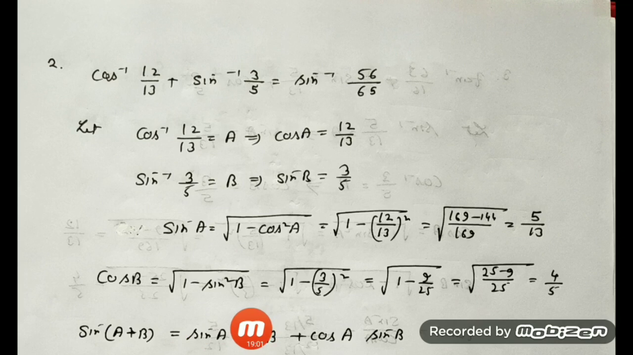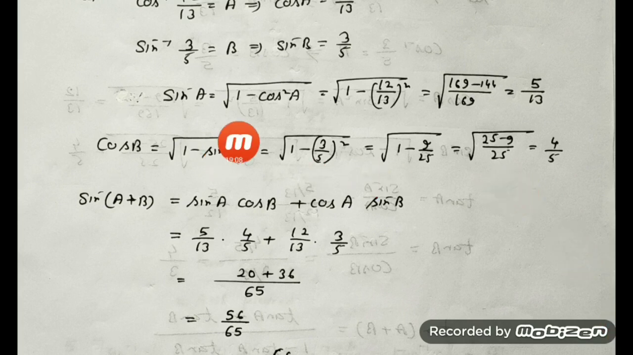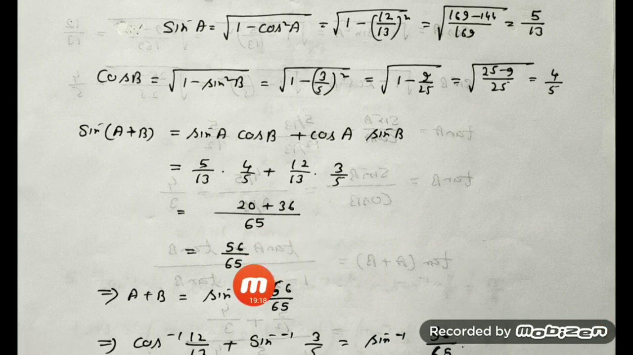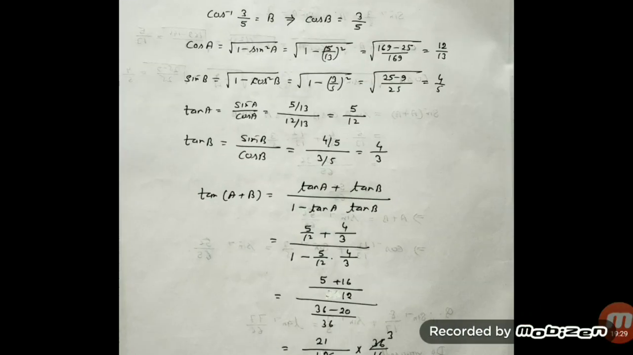Sin of A plus B is sin A cos B plus cos A sin B. Substitute their values. What is sin A? Sin A value you have got is 5 by 13. Cos B is what? 4 by 5. Cos A is what? This one 12 by 13 and this is 3 by 5. So doing the calculation we have got 56 by 65. Then you bring sin to the right side, it becomes 56 by 65. Then put the value of this A and B. This completes the proof.